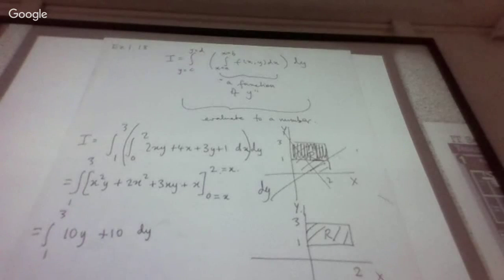So you can see there now that what we've ended up with is 10y plus 10. So all reference to the x variable is gone. We've performed an integral with respect to x, and we've substituted various x values in, taking the difference of those evaluations. So all reference to the x variable is gone. If you reach this stage and you've still got an x appearing here, that points to the fact that you haven't done something correctly along the way.